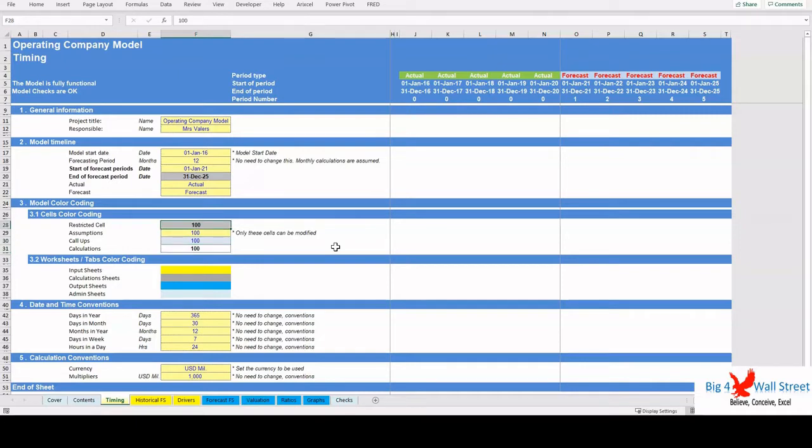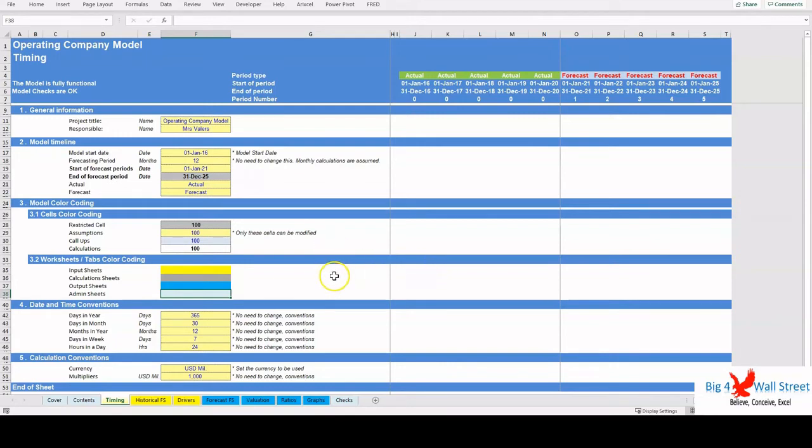There is also a color coding for the various tabs of the model. Yellow tabs are mostly assumptions tabs, gray tabs are calculations tabs, blue tabs are outputs tabs, that is effectively results or graphs, and finally light blue tabs are admin tabs, for example, the cover page and contents.